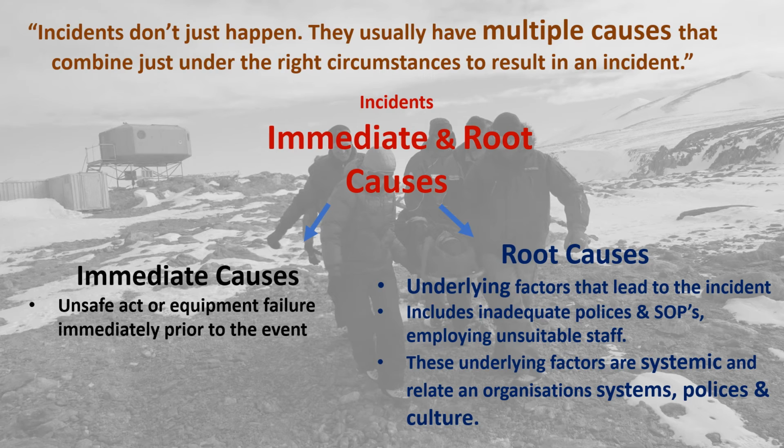So when investigating incidents, there are a couple of different ways of structuring those reports or investigation processes, and there's always more than one cause. There are always multiple different reasons why something happens, so it's about breaking those down and trying to pull out some key learning from that. So we break that down into the immediate and root causes. The immediate cause is the unsafe act or equipment failure that led to the event.